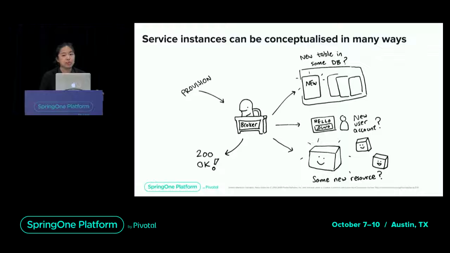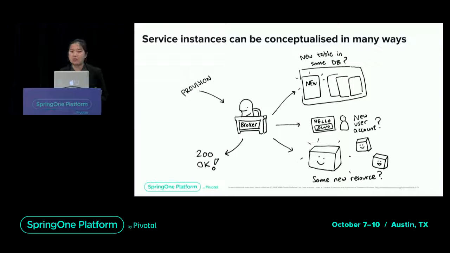Like you can spin up a new VM. Maybe you can spin up something on hardware. I think it's a little bit harder to do self-service on bare metal without virtualization, but it is possible. There are a number of different ways to conceptualize service instances. This is a design decision that you get to make as a broker author, as a service author.